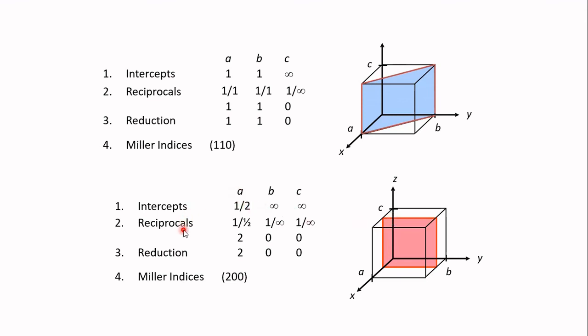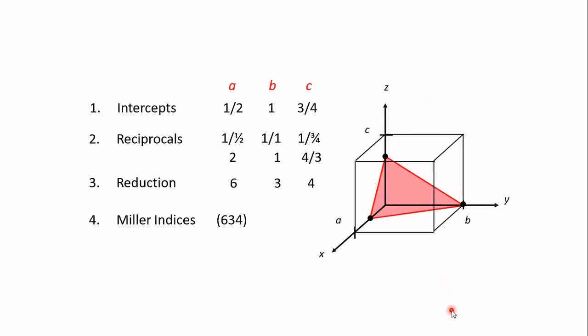Then you take the reciprocals. 1 over half is 2, 1 divided by infinity is 0, and 1 divided by infinity is again 0. Then you reduce it; no fractions are involved here, so it is 2, 0, 0 itself. So the Miller indices are (2 0 0) for this plane.